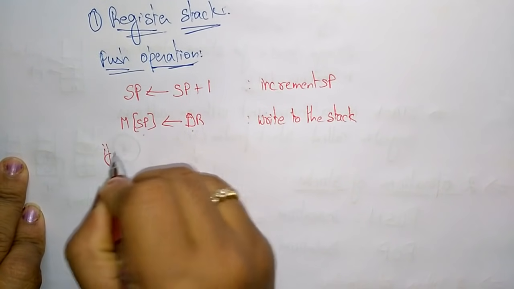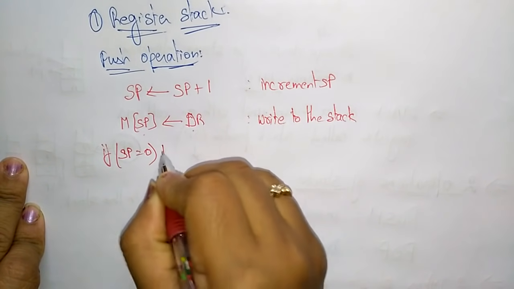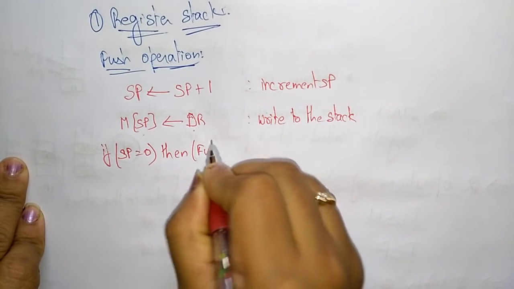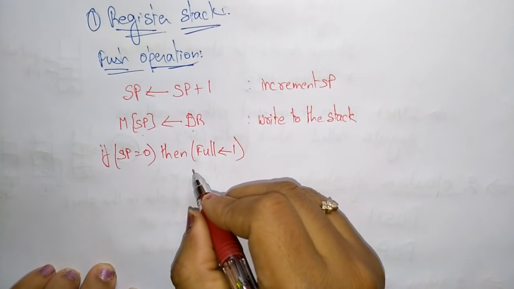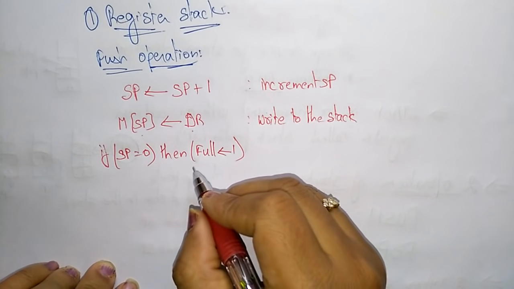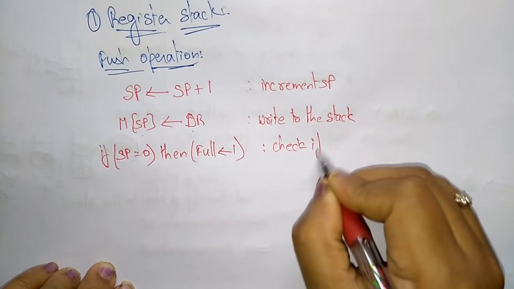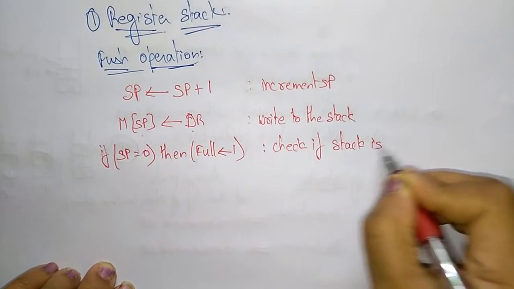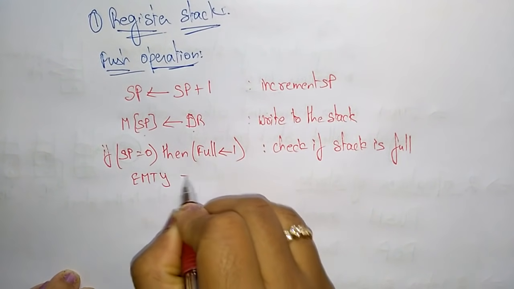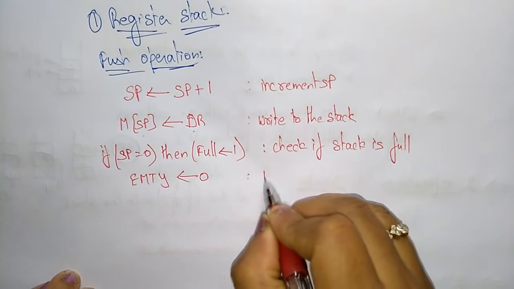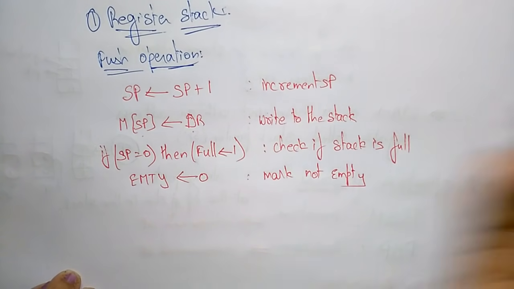Now you have to check whether the stack is full or not. If the stack pointer is zero, then one is stored in full. It means the stack is full. Then empty is set to zero, which marks it not empty. So whenever the stack is full, obviously the stack is not empty.